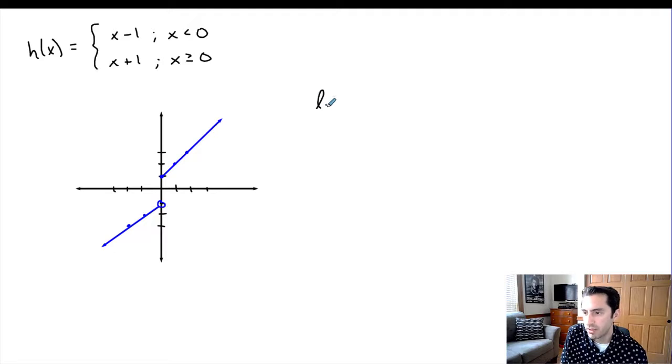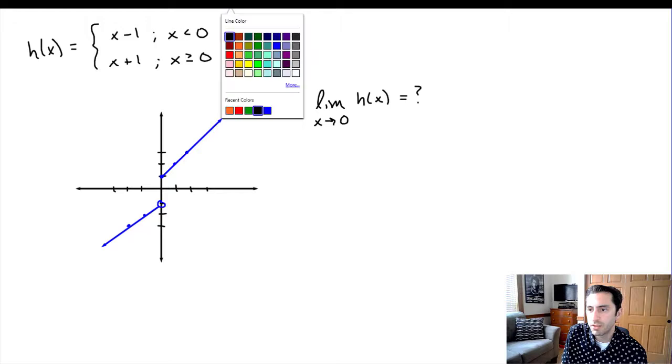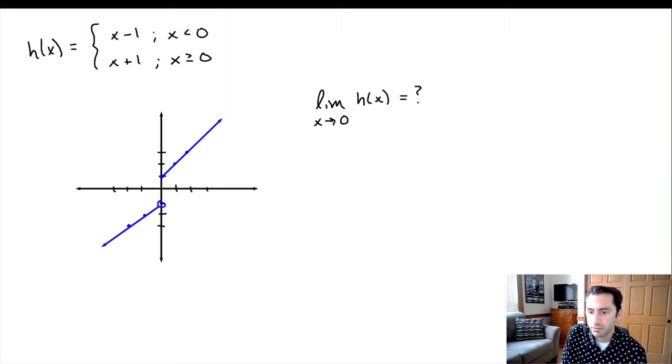So let's ask, what is the limit of our function as x approaches 0? As x approaches 0 of our function h of x, what is this equal to? Again, what we're looking at is, as my x values are getting closer and closer to 0, what's happening to my values of h of x? So let's start from the left-hand side. As I move along, my x values are getting closer and closer to 0 from this way. What's happening to these y values?